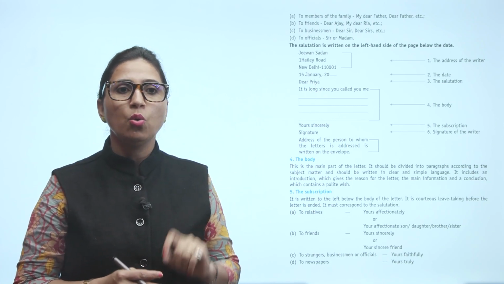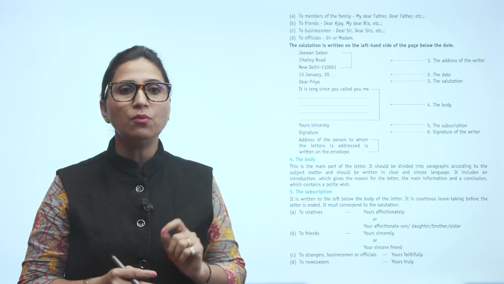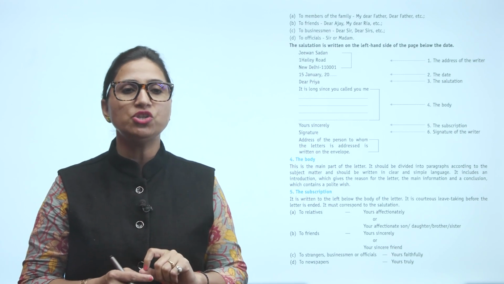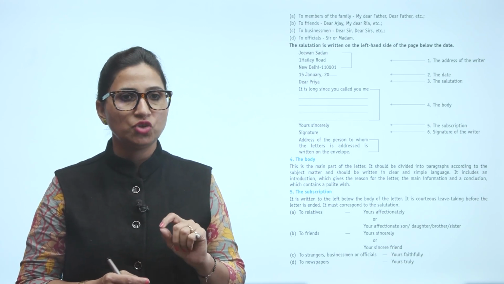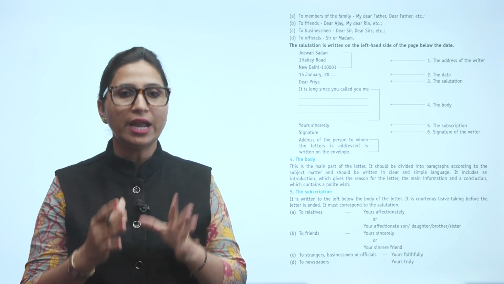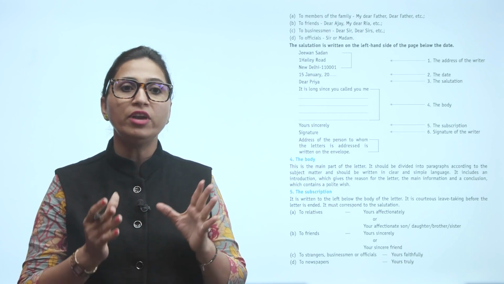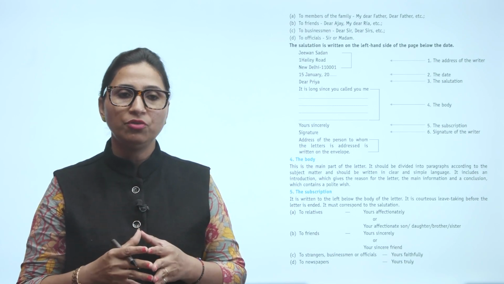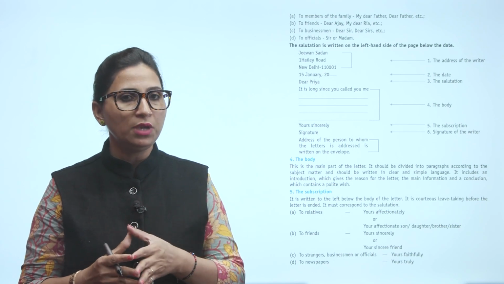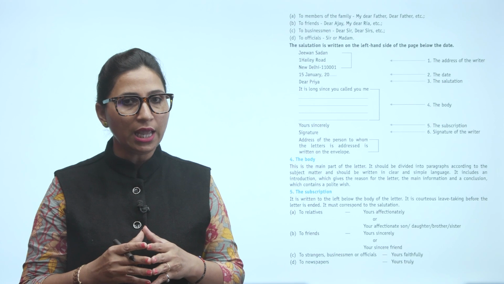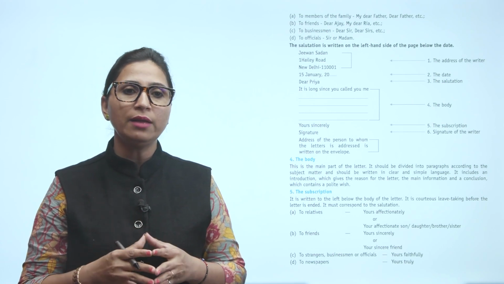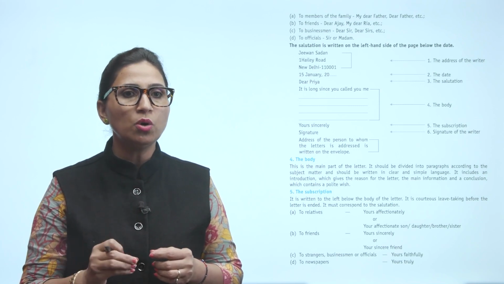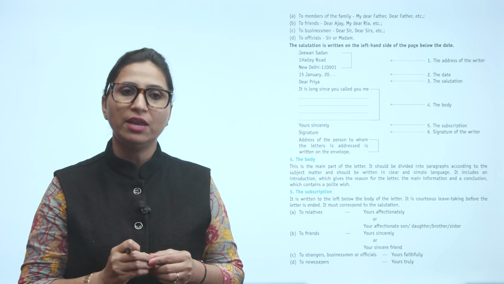जीवन सदन, 1 हिरे रोड, न्यू दिल्ली 110001, 15 जनवरी. देन प्रॉपर तरीके से ईयर मेंशन करेंगे. डियर प्रिया. ठीक है, इस तरह से आपने क्या लिखा? The address of the writer लिखा, देन डेट मेंशन की और फिर डियर प्रिया जो है वो क्या है? The salutation है. देन बॉडी पार्ट लिखेंगे आप डियर प्रिया के बाद. It is long since you called me. तो इस तरह से आप पूरा बॉडी पार्ट लिखेंगे. नीचे आपको सब्सक्रिप्शन लिखना है, Yours sincerely, signature of the writer और फिर address of the person to whom the letter is addressed is written on the envelope.